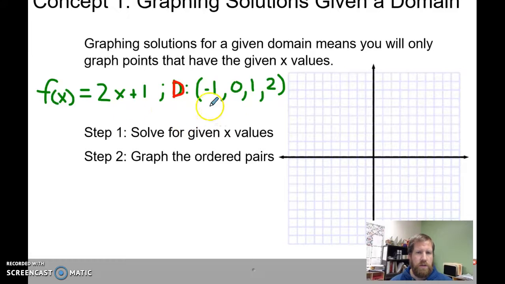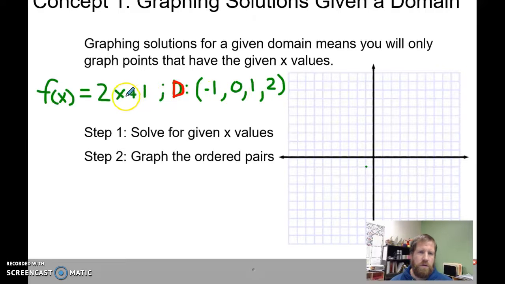So let's do this one. We have our function here, 2x plus 1, and then our given domain of -1, 0, 1, and 2. So at -1, you can use a table if you want to solve for these values, or if it's a simple function, you can do each individual one in your head. I'm fine with that. So 2 times -1 plus 1, -2 plus 1, or -1. So at x -1, we're going to have y -1. It's going to be our point.